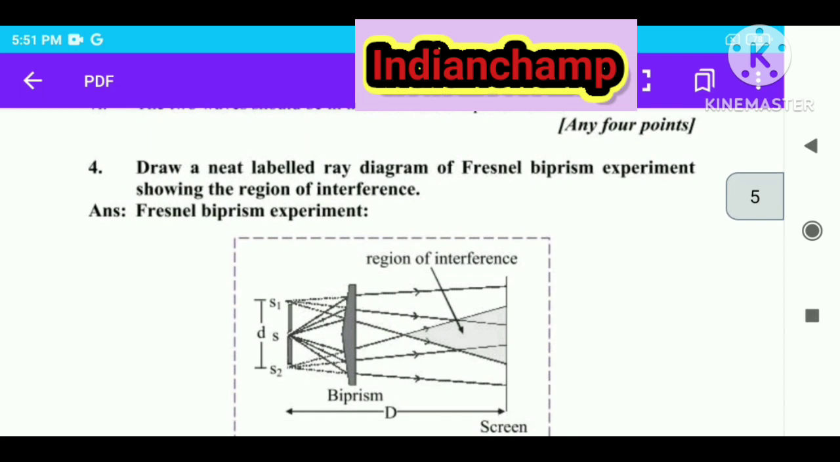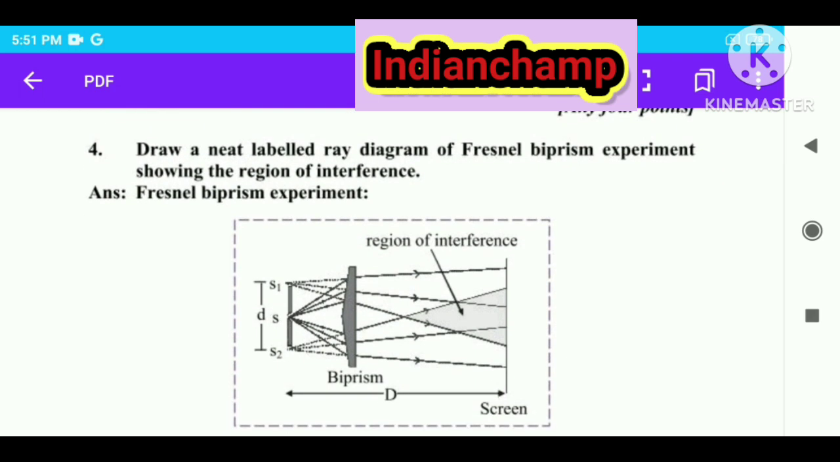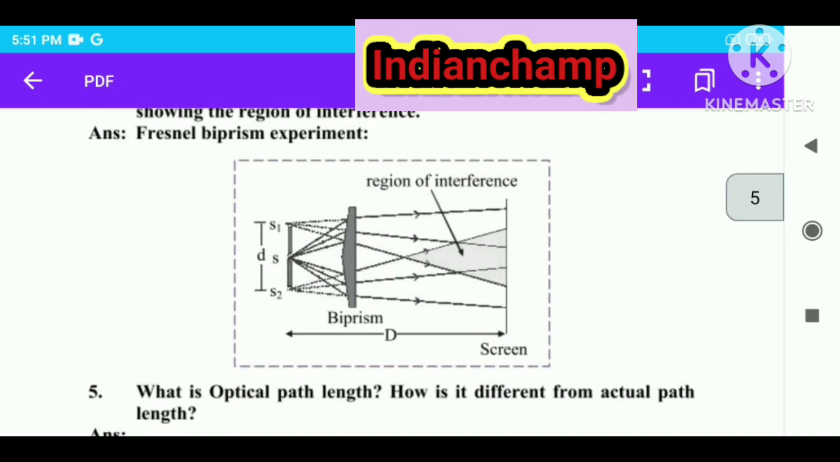Question number four. Draw a neat labeled ray diagram of Fresnel biprism experiment showing the region of interference. Answer: Fresnel biprism experiment. This is the diagram of the Fresnel biprism experiment. This is the biprism, this is the screen, the region of interference, D, S1, S2 and the main point S.